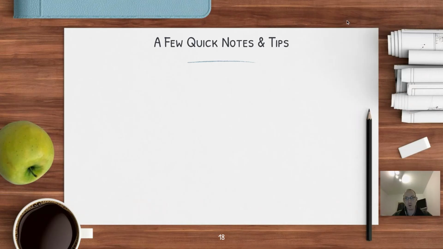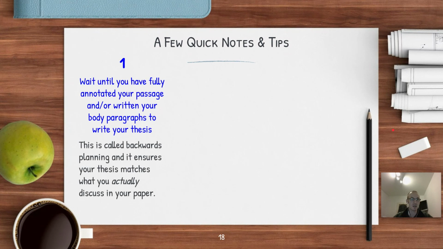A few quick notes and tips. Some of this you've already heard before, but it bears repeating. First, wait until you have fully annotated your passage and or written your body paragraphs to write your thesis. This is called backwards planning and ensures that your thesis matches what you actually discuss in your paper. And it makes sure that your evidence is in the correct order, so the body paragraphs order matches the order that you list your evidence or supports in your thesis statement.